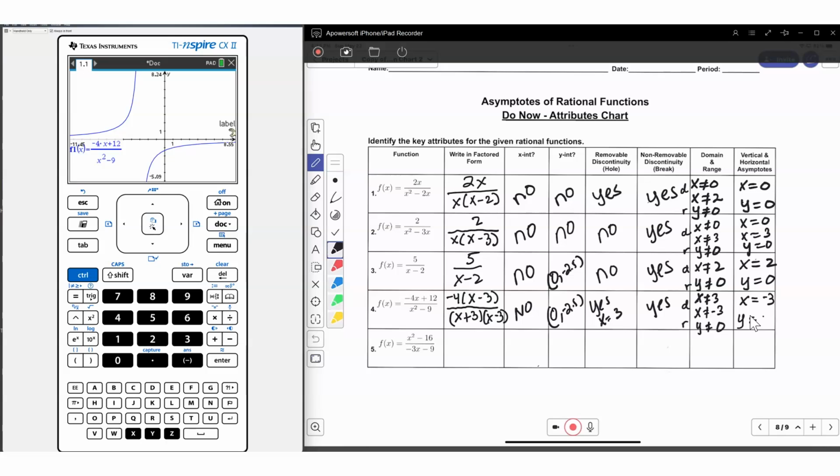Our horizontal asymptote is y equals 0. Our y-intercept, I'm going to have to go to the table and then go to 0, and it's -1.33.